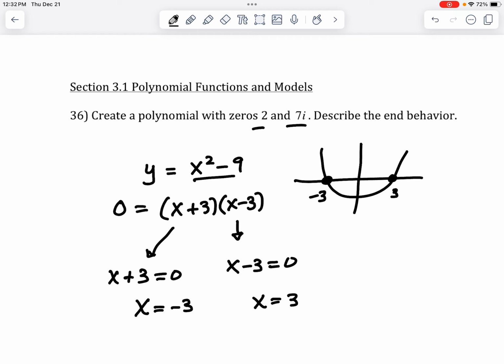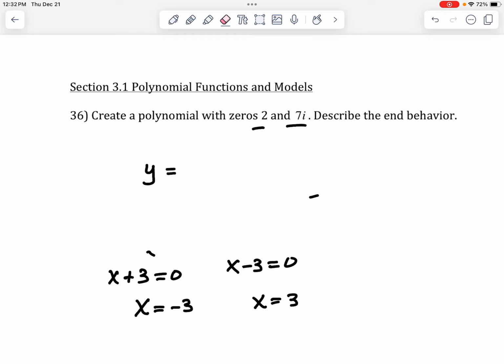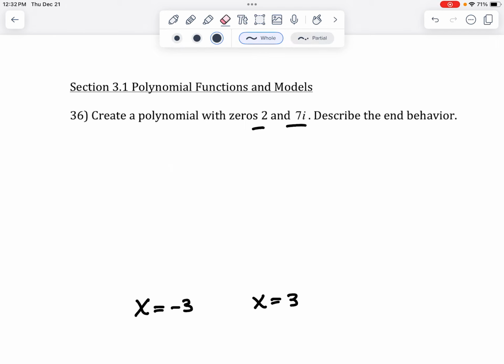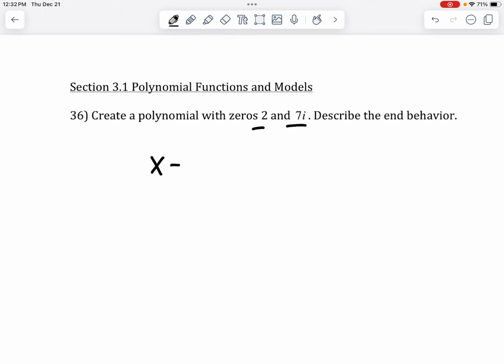But then you're basically being asked to work backwards. In other words, if you don't know what the function is, and you don't know all of this part, and you don't know the graph, all you know is what x equals, then work backwards and find out what y equals. So that is our task right now. So we start by saying x equals 2, x equals 7i.